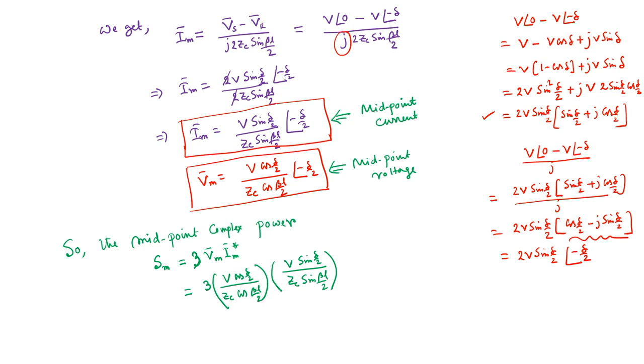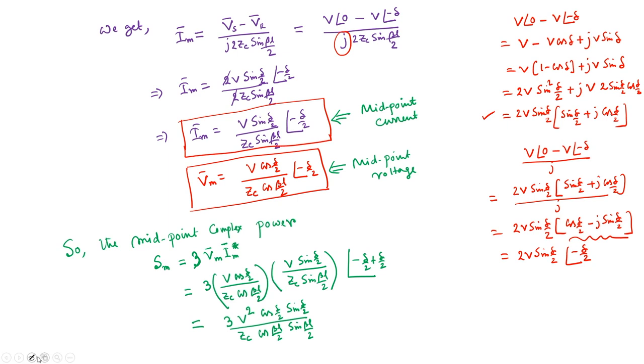Okay. And if we take the conjugate of this Im, this will be plus delta by 2. So, the angle of this will be minus delta by 2 plus delta by 2, which is equal to 0. That means there would be no imaginary part from this expression, and we can write this is equal to 3 V square cos delta by 2 sin delta by 2 divided by Zc cos beta L by 2 sin beta L by 2.